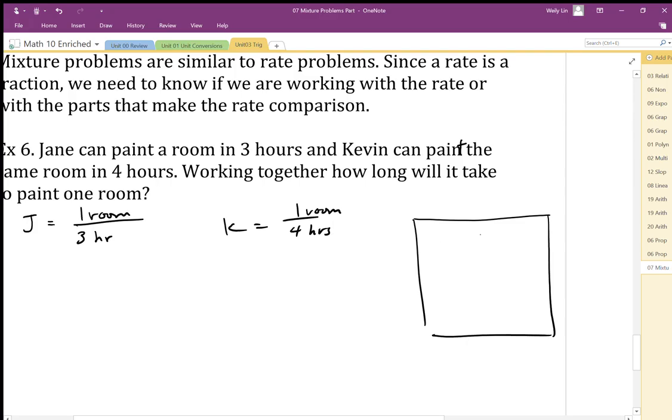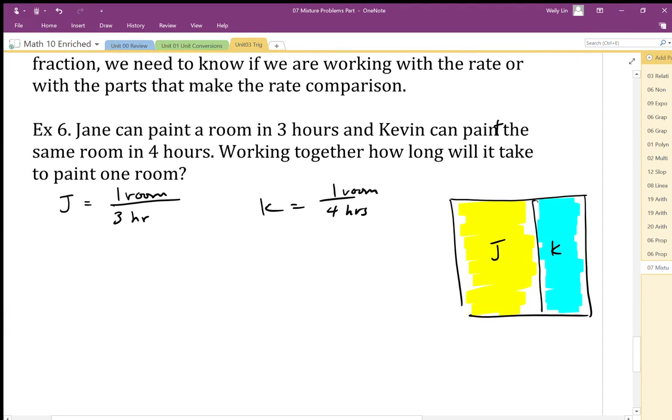So it looks like here, if I were to estimate, Jane should paint a bit more of the room than Kevin. So there's Jane's painting. She paints the room. She's going to paint a bit more because she works faster, because she can do more work in the same amount of time. Okay, so when I write this as a fraction or a ratio, this fraction is bigger than this one, which makes sense because the rate is bigger.